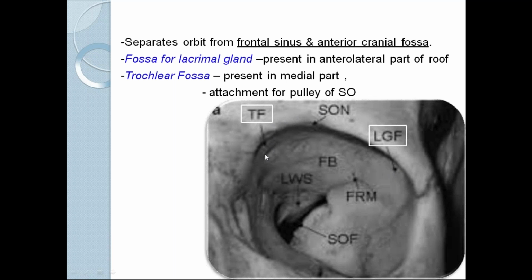Now, coming to the various notches, you have a trochlear notch and a superior orbital notch. The most medial is the trochlear, wherein there is attachment for the pulley of the superior oblique. So this is the trochlear fossa, and here you have a notch. This is the superior orbital notch, through which the supraorbital nerve arises.